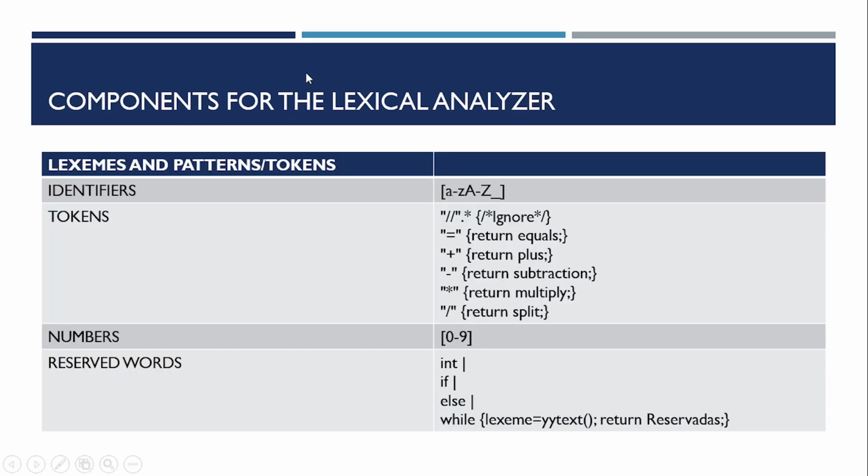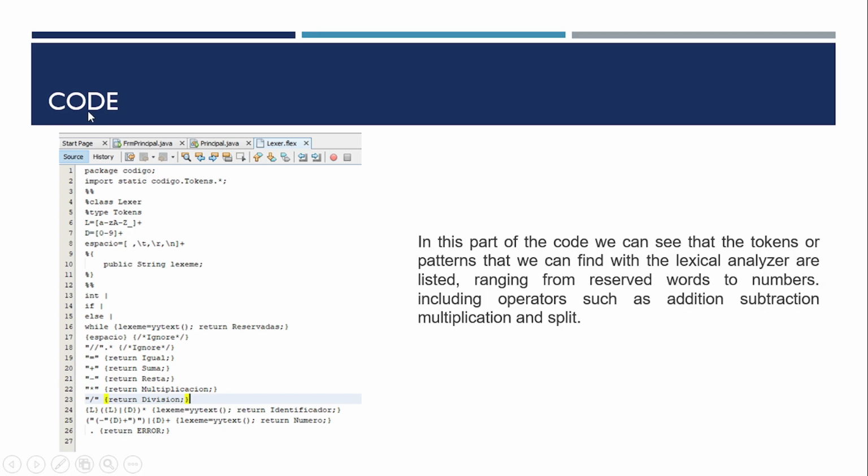We have here the components for the lexical analyzer. We have identifiers: a to c in lowercase and A to C in uppercase. We have operator tokens like equals, plus, subtraction, multiply, and divide. We have numbers from 0 to 9, and reserved words: int, if, else, while. We can add some other words. I just added these. We're going to pass to the code.